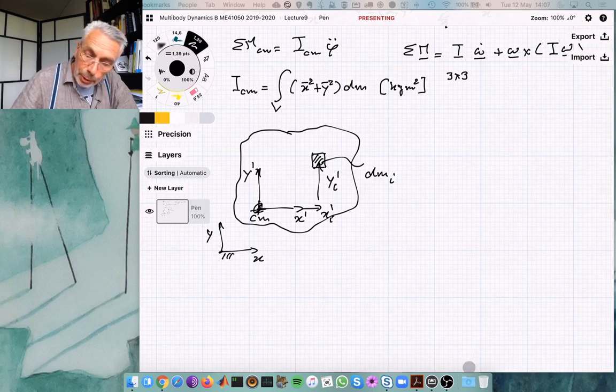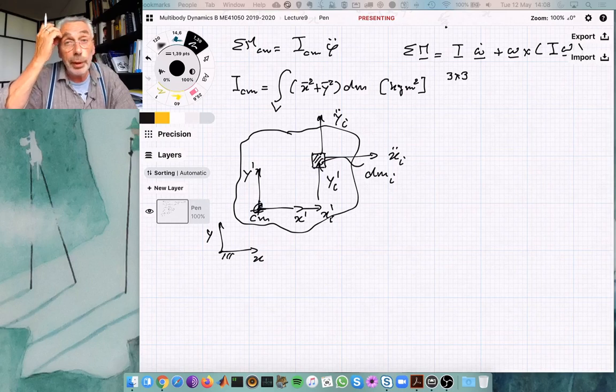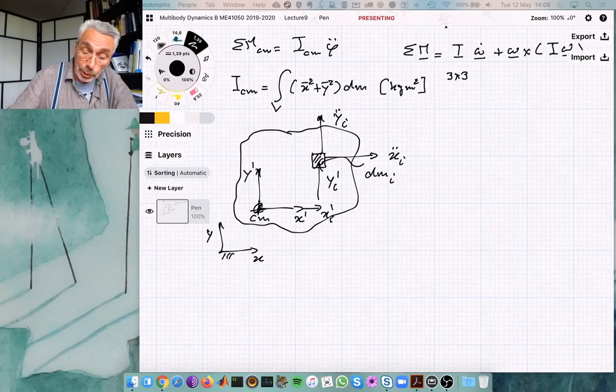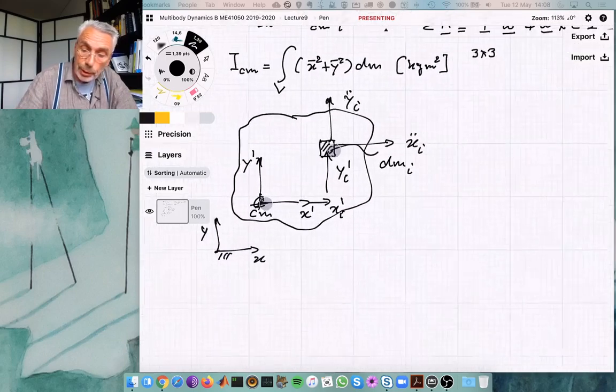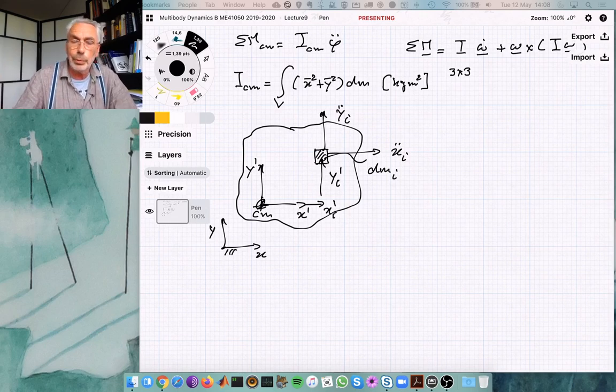And then of course such a particle can also have an acceleration, x double dot i and y double dot i. So we have a little particle which has accelerations and it has mass, and we can find the particle moving over these distances, which are invariant within the rigid body, because it's rigid, so this doesn't change. Now it changes because I scale it, but you cannot do that for a rigid body.